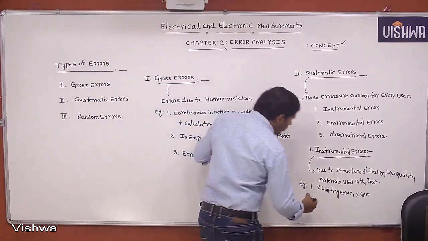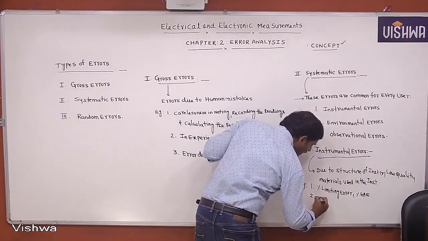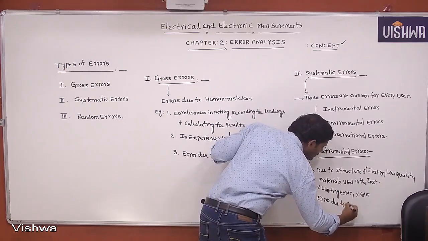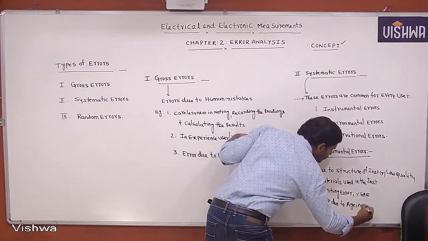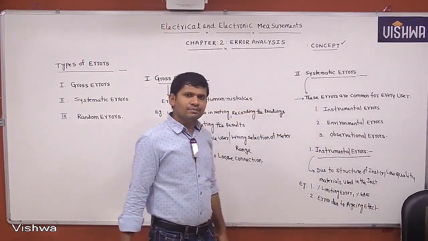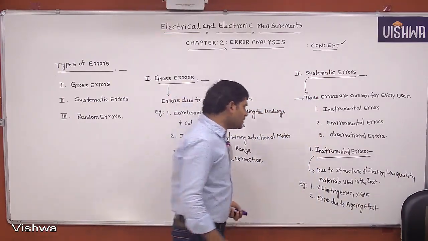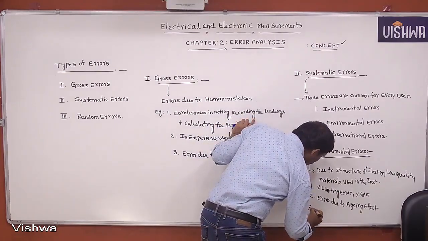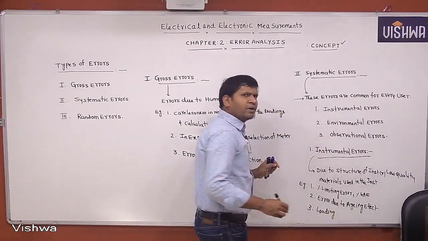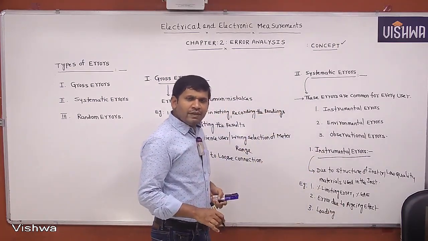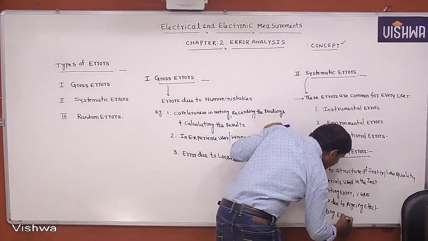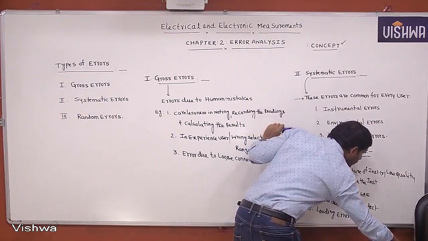One more example, error due to aging effect. Error due to aging effect also comes under instrumental error. Third one is loading error. Loading error is due to loading effect, which is caused by the instruments only. In detail about that, you will see later on. Loading error is also instrumental error.